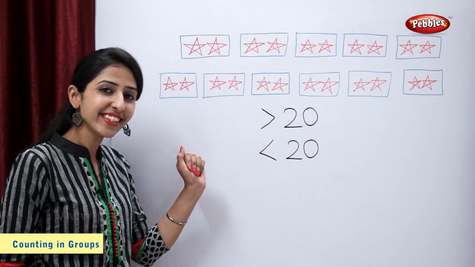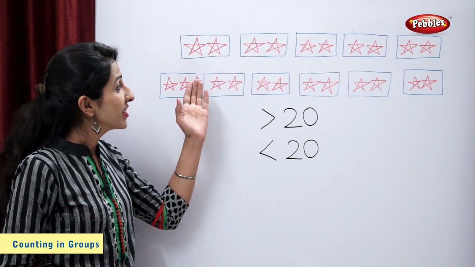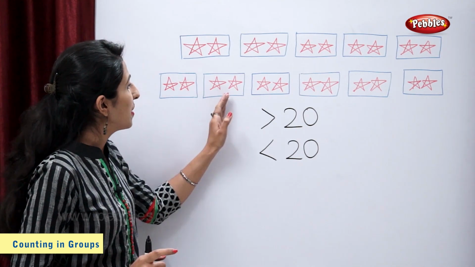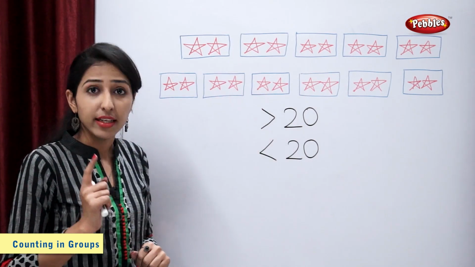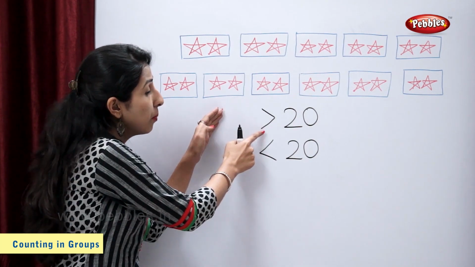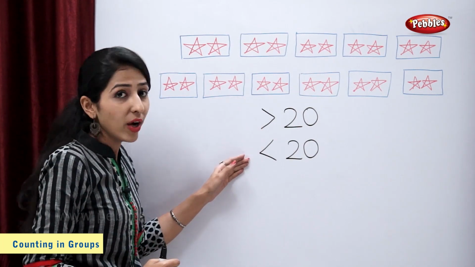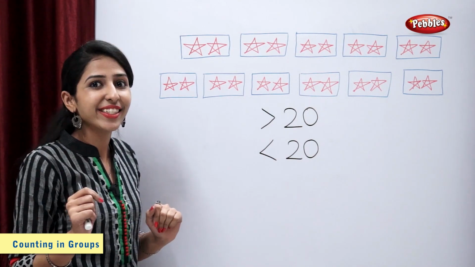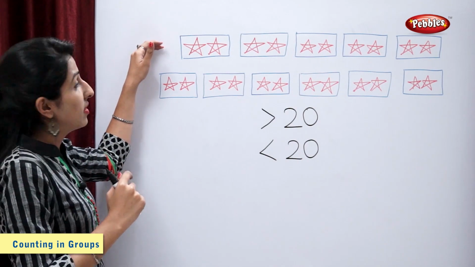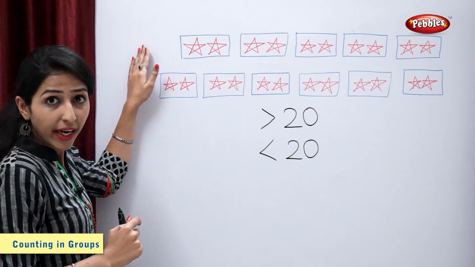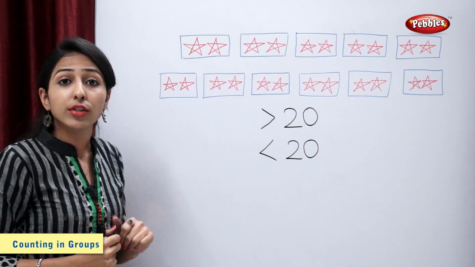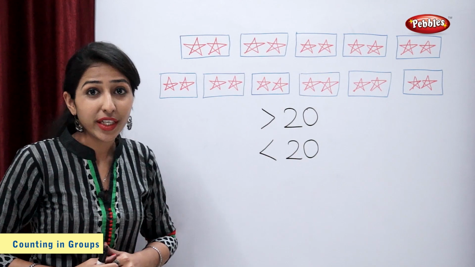Let's solve this example. There are stars on the board. These stars are arranged in pairs. Let's find out whether the total number of stars is more than 20 or less than 20. Let's count. There are total 5 pairs in the first row and 6 pairs in the second row. So tell me students, what is the total number of pairs?